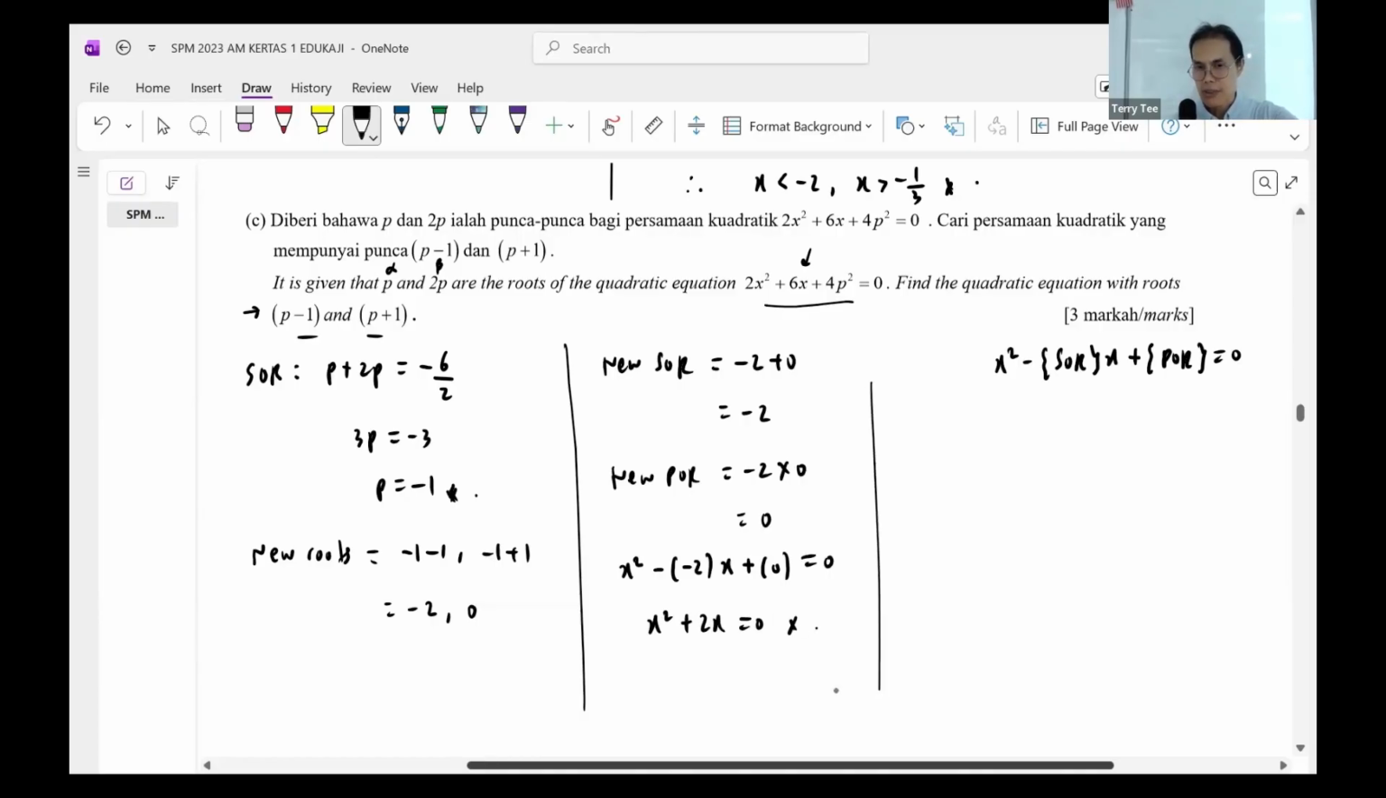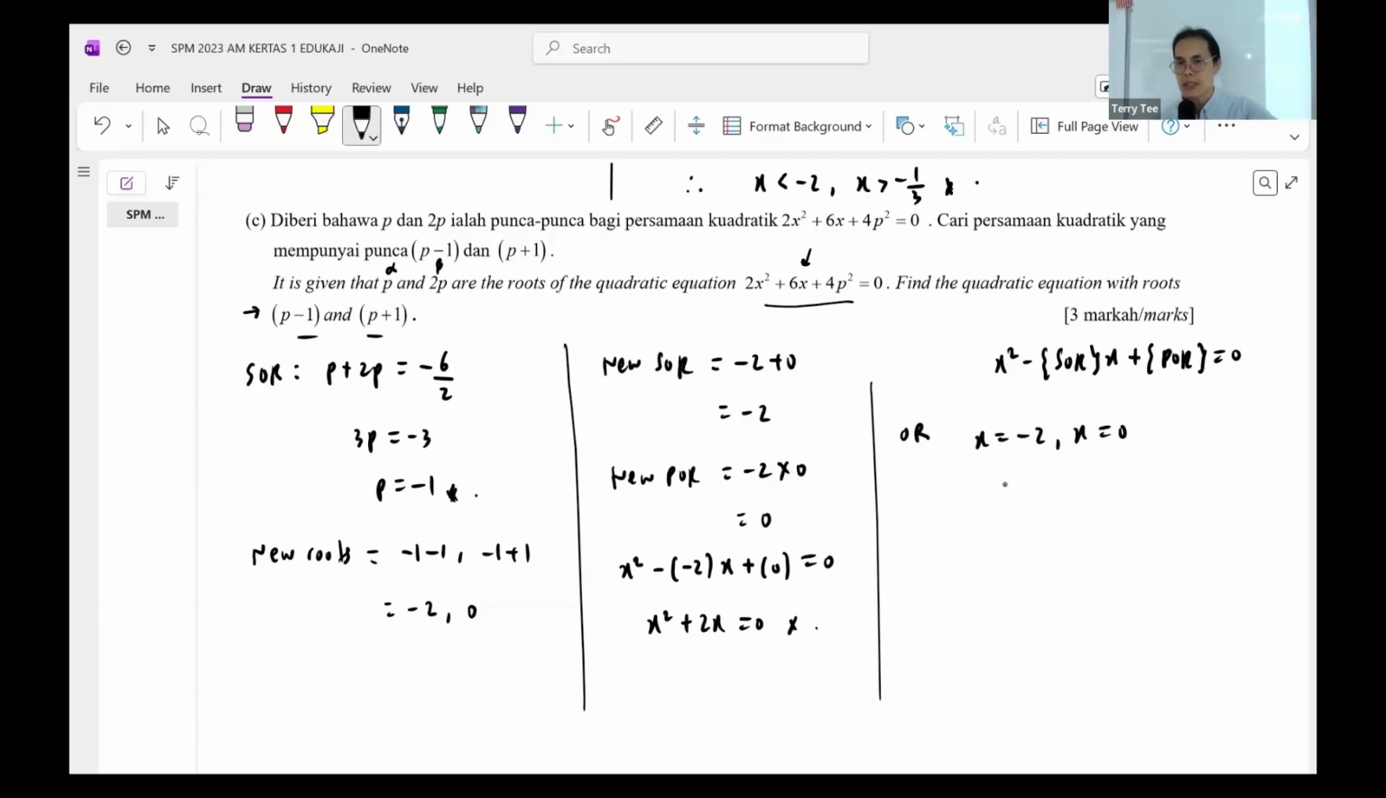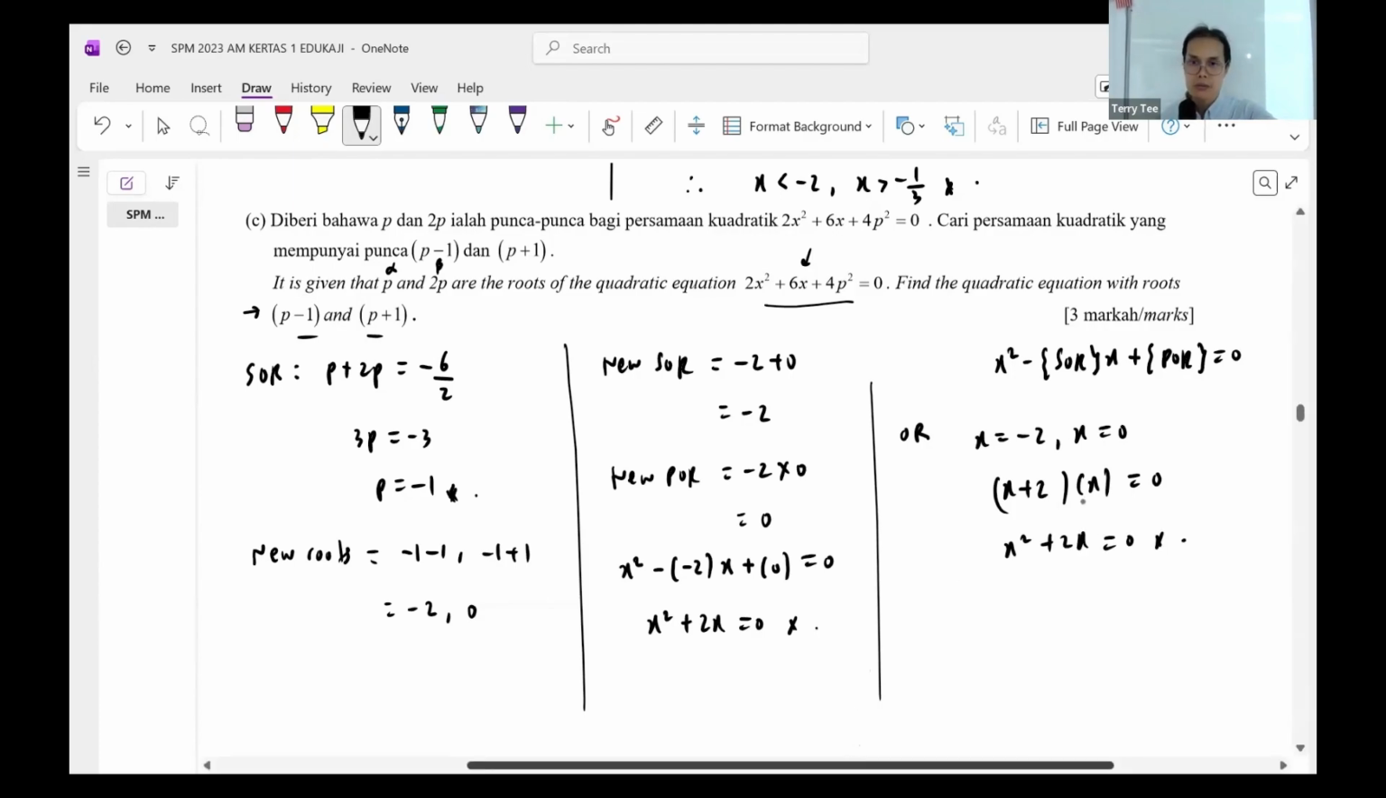Now, by the way, I know people may say, can we just expand the factors? Yes, we can, because you know that the roots are now minus 2 and 0. Can we just say (x plus 2), bracket, this one is x, times together equals 0, expand the bracket, you will get a new quadratic equation. Yeah, you can as well.